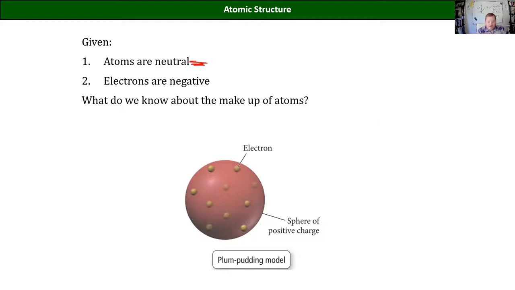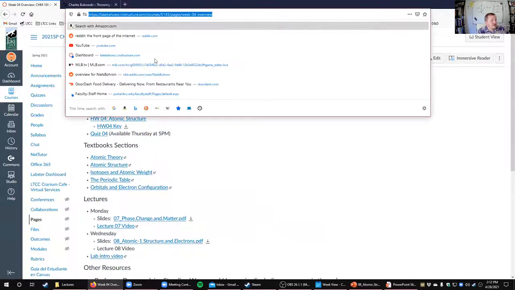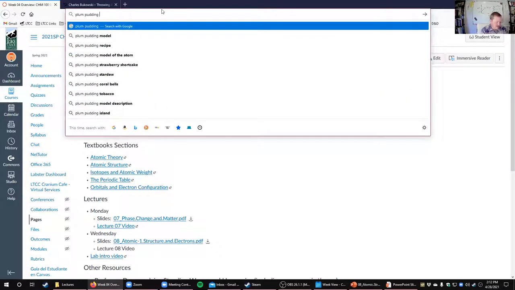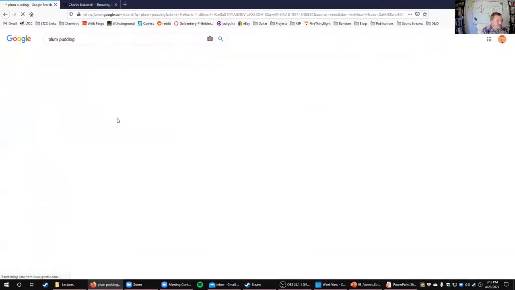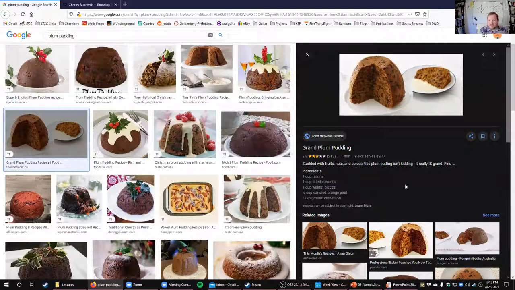And plum pudding is a British term. If you ask me, the British don't get desserts very much, because they put plums in this bready stuff and they call it a dessert. It's not really cake, but if you look up pictures of plum pudding, it doesn't look particularly appetizing to me anyway. It's like a fruit cake, basically. Yeah, that's a good picture.